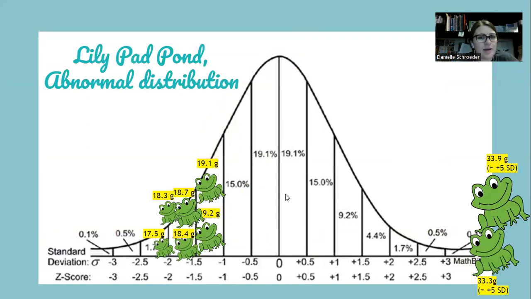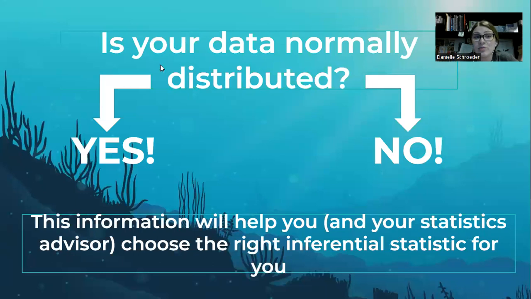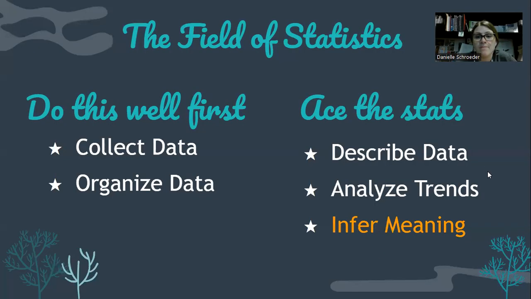But here's Lily Pad Pond, right? Lily Pad Pond had a whole bunch of little ones, and then a couple of big ones, but not really anything in the middle. That means that we had abnormal distribution. If your data is normally distributed, that's great. That means there's a whole bunch of statistical tests that we can do on it. If your data is not normally distributed, then it changes what statistical tests are available to you. And generally speaking, there's fewer options. But this information, if you can answer this question, it will help you and your statistics advisor choose the right inferential statistic for you.